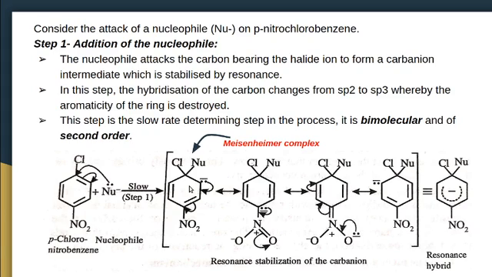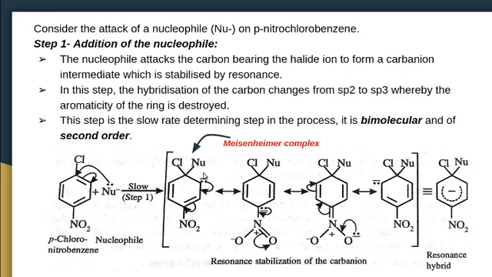So this step is very slow and at the same time it is bimolecular. Two molecules are involved in this step, the nucleophile and the compound. So this is second order. That is why the name bimolecular mechanism.